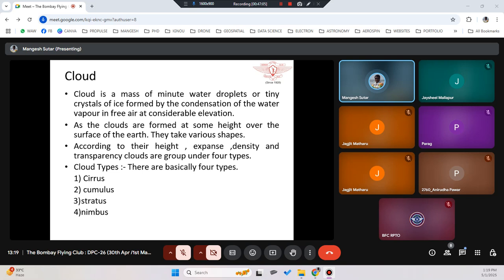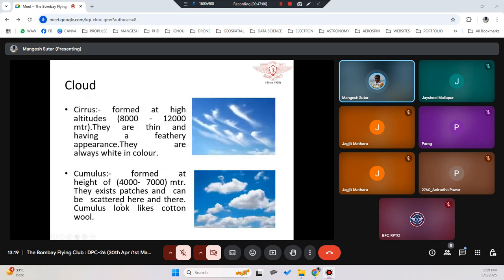So let's see now what cirrus clouds are. Cirrus clouds are formed at an altitude of 8,000 to 12,000. They are thin and have a feathery appearance. They are always white in color. Do you see the picture? This type of cloud you see, these are cirrus clouds. Okay, these are called cirrus clouds and they are at a very high height. Okay, these are normally formed at a very high height, 8,000.